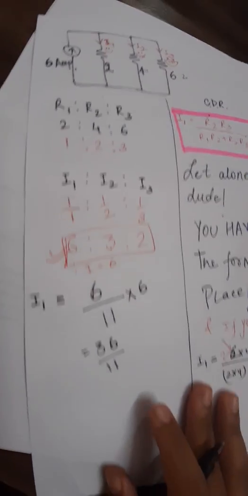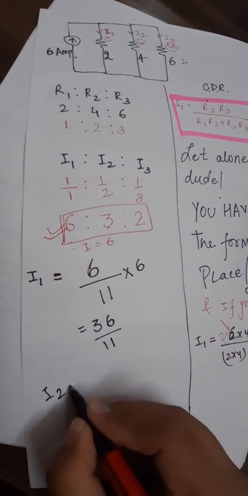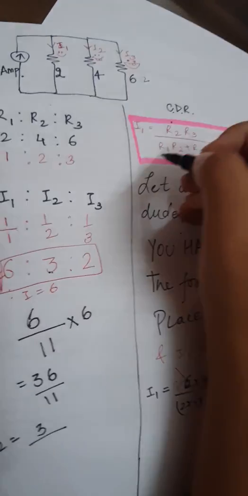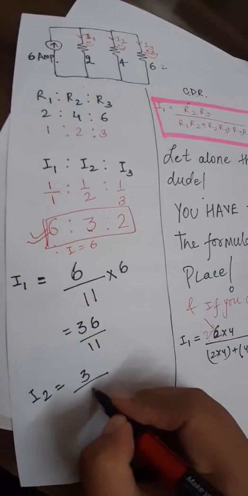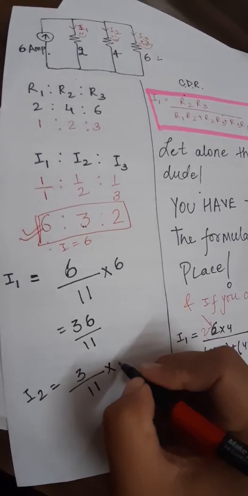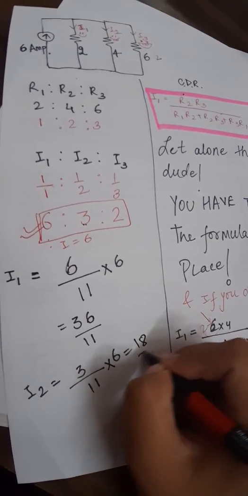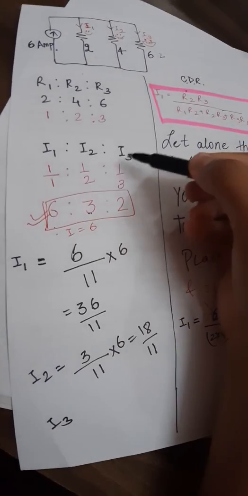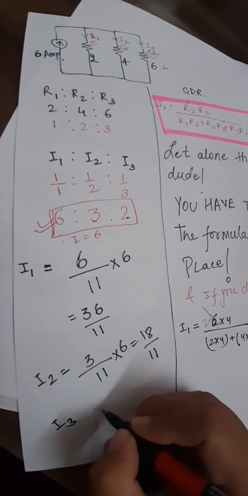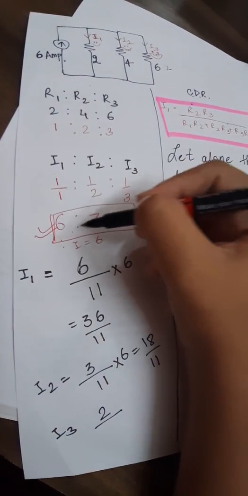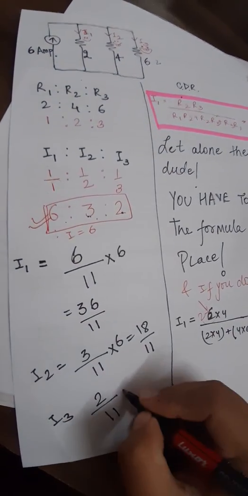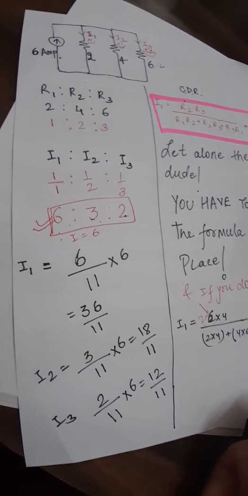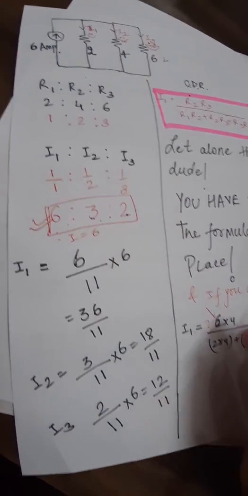That gives us 36/11. Okay, if we want to find I2, we take its part, that is 3, upon the total of the parts, that is 6 plus 2 plus 3, again 11, into the total current, that is 6, which gives 18/11. If we want to find I3, we take its part, that is 2, upon the total 6 plus 3 plus 2, that is 11, into the total current, which gives 12/11. So that is how we get our amperes.